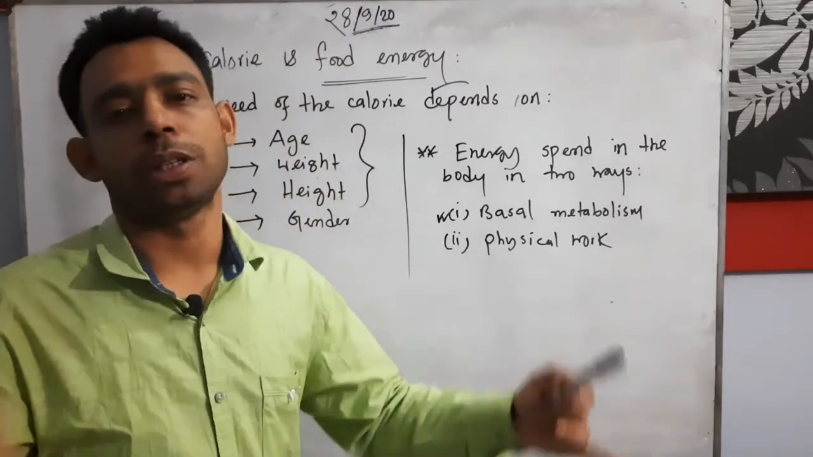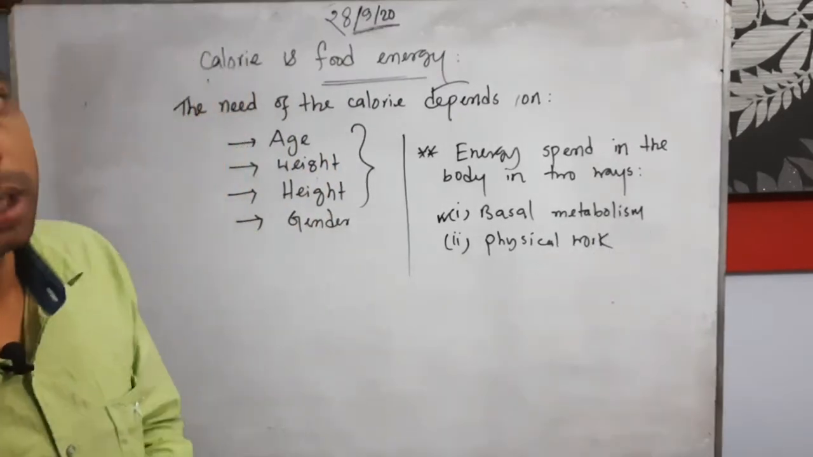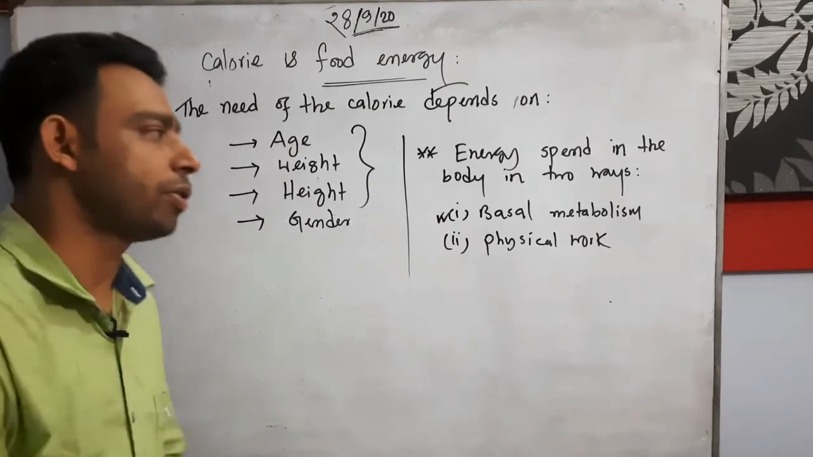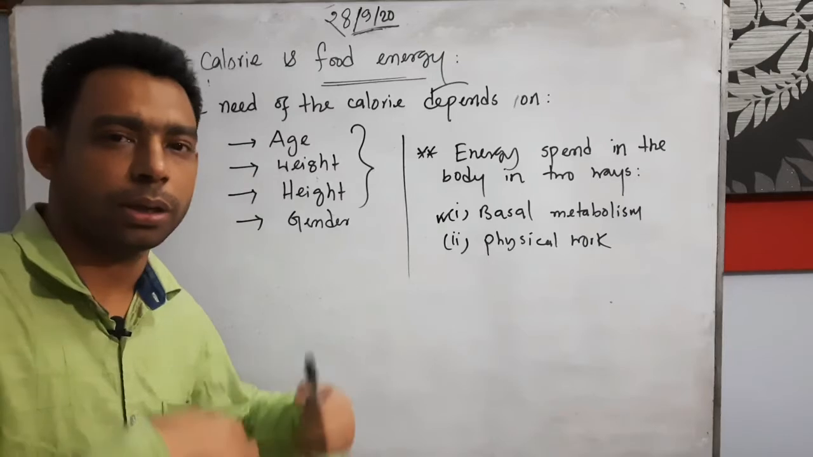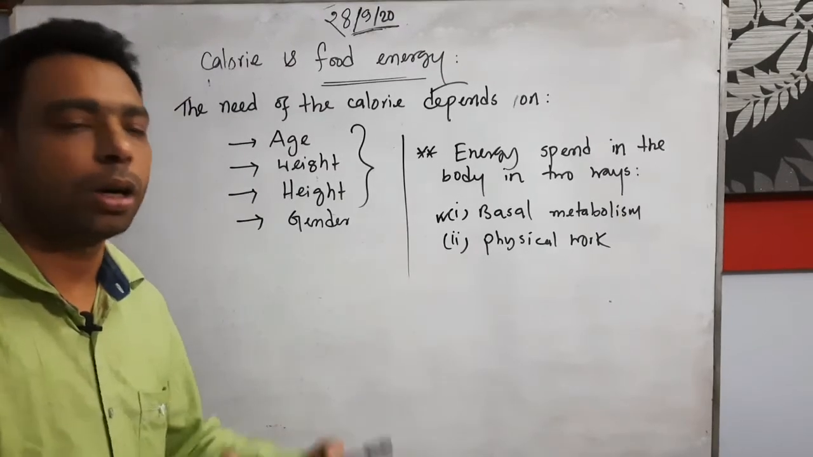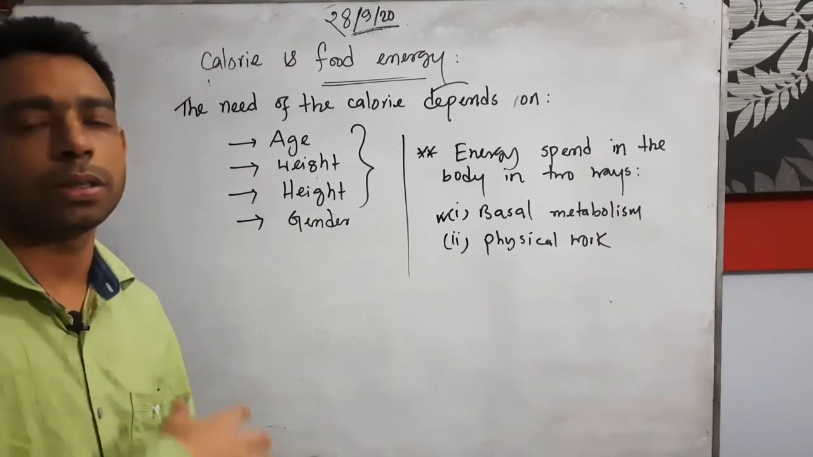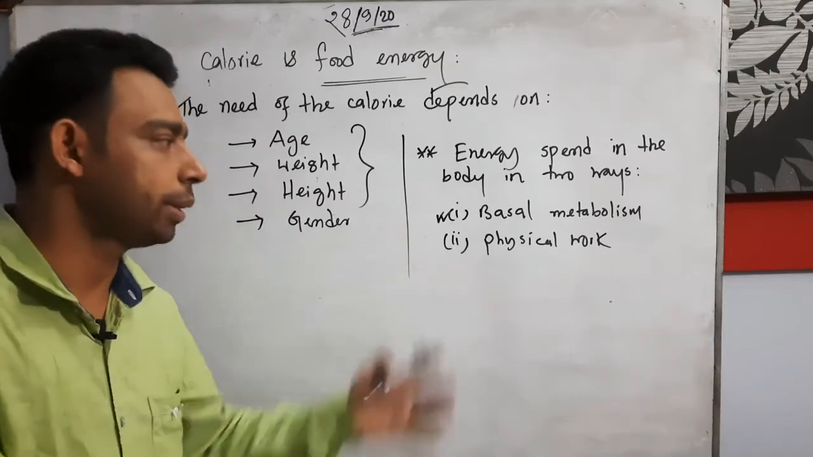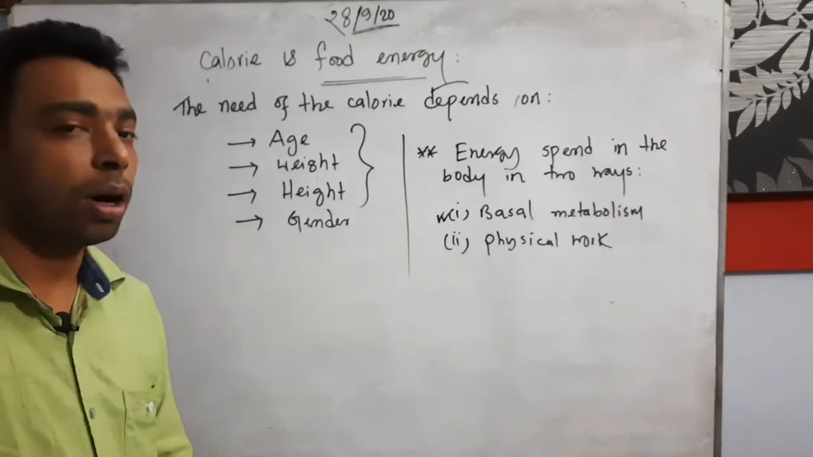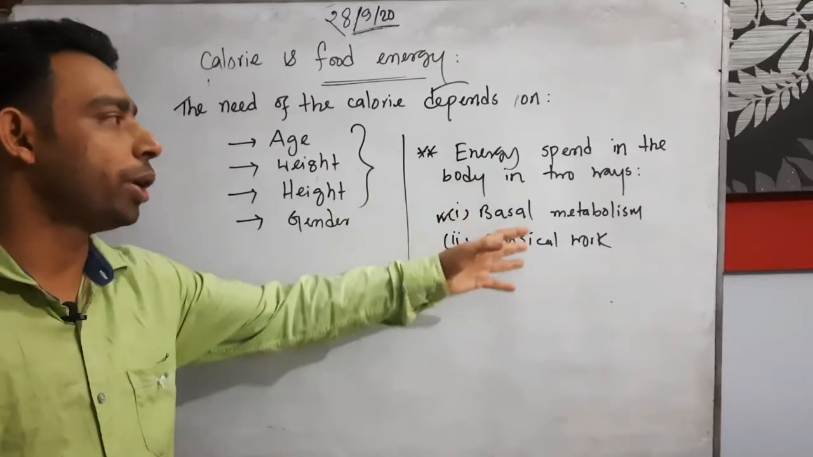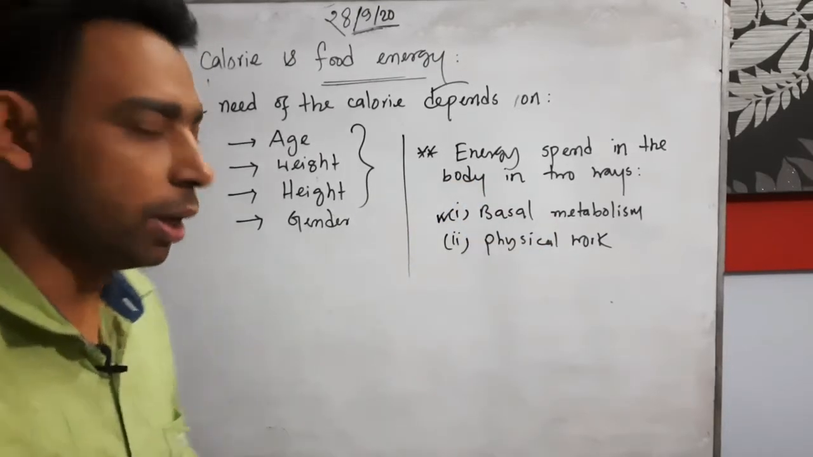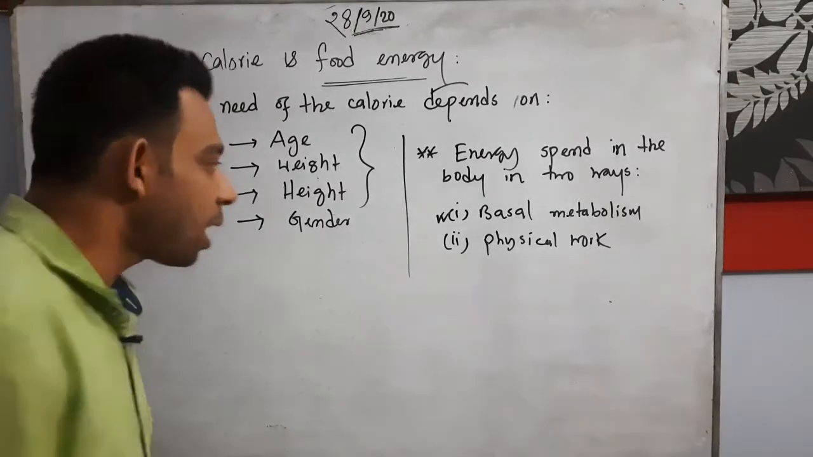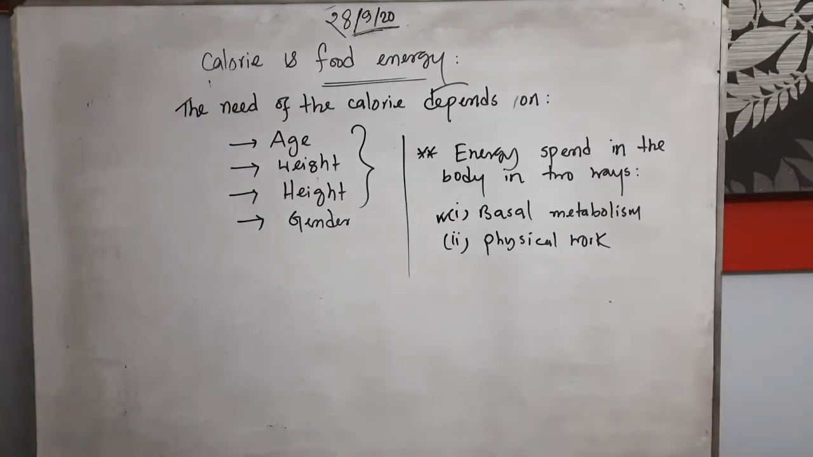If you do physical work, you need to get food after some intervals, because you need more energy. Since any hard labor, physical activities or physical work is done, at that time our body needs more energy. So energy is spent in the body in two ways: by basal metabolism, and physical work is also counted as that part.